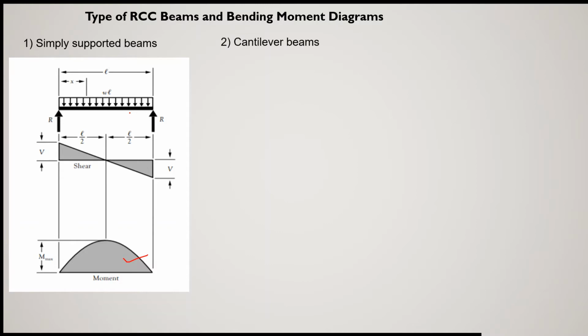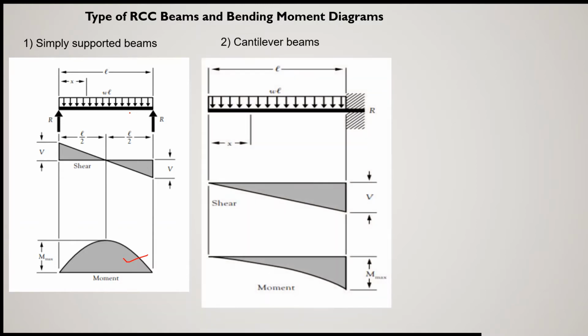And in the second case you can talk about the cantilever beam. If there is a cantilever beam, then this end is the fixed end and this other end is the free end, and the load is in the form of UDL. Generally the load on the beam is in the form of UDL. Here you can say this is the shear force diagram. So shear force is maximum at the end support and 0 at the free end.